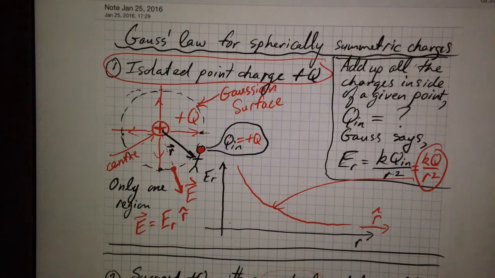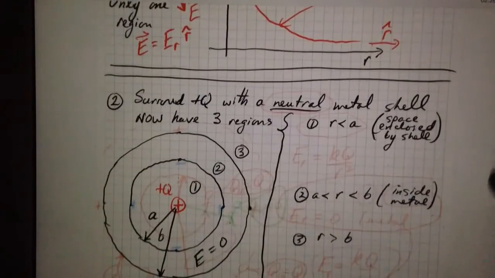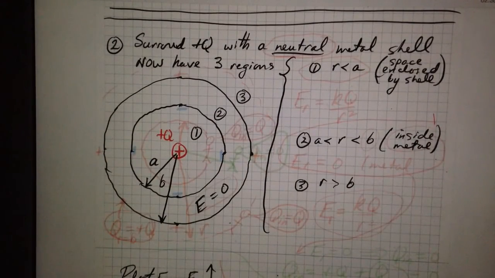Okay, applying the same idea to the same situation, except now surrounding plus q with a neutral metal shell. What changes? Well, the fields are still there in the first region, right? When we're in the first region, little r less than a, you can imagine little Gaussian dude, there he is, right? And he asks the same old question, right? How much charge is inside of where I am right now? So where is he? Well, he's a distance little r away, and little r is now less than a, right?